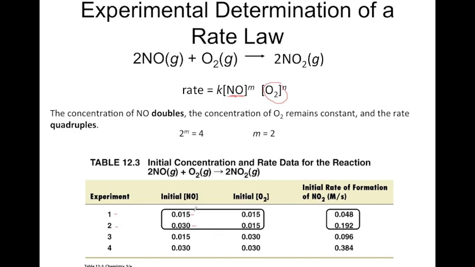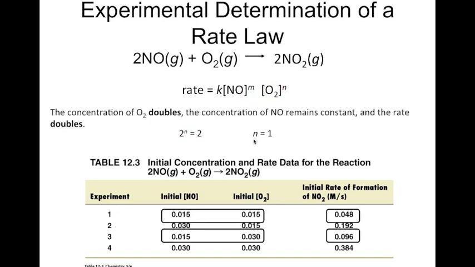And then we look at what happens to the rate. So when I double the concentration of NO, holding the concentration of O2 constant, I can see that if I compare these 2 rates, the rate increases by a factor of 4. So if I double the concentration, in order to get a rate increase of 4, my exponent here must be a 2. So I would say that this is second order with respect to NO.